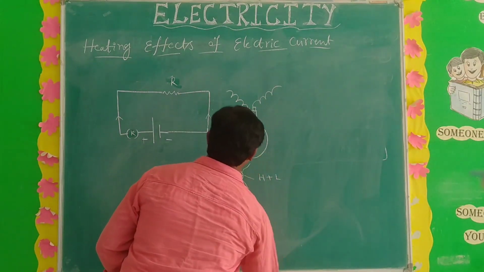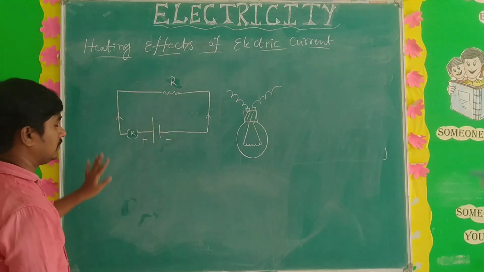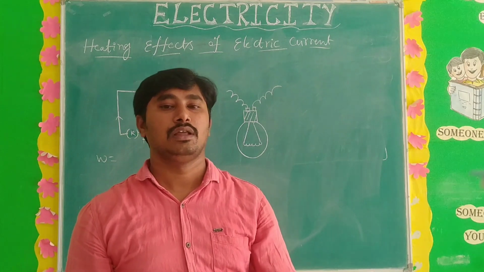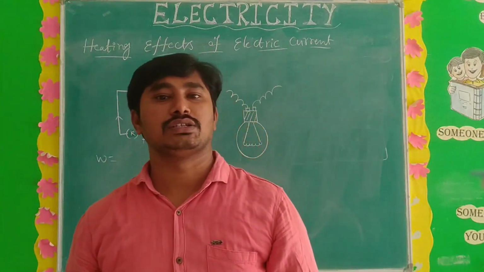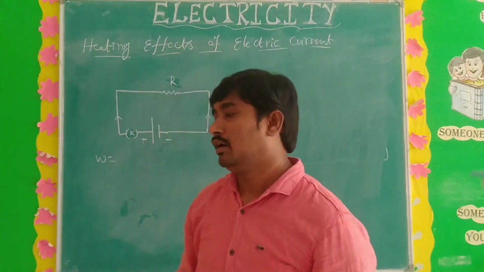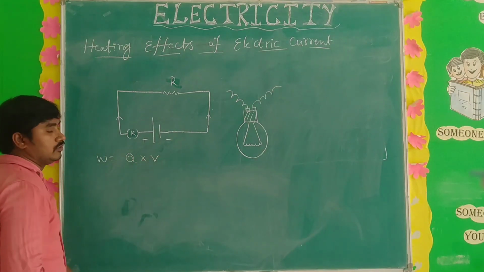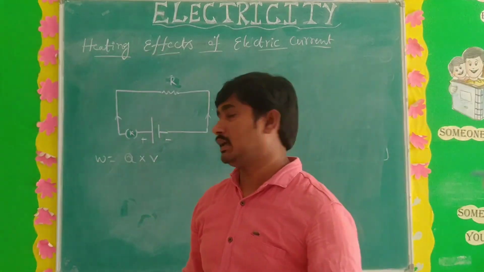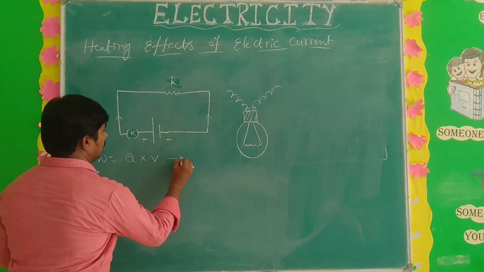And see here, how much work is done? By using electricity, the electrons did some work. The charge Q is moving against the voltage, so some work is done. How much work? W equals charge Q times voltage V. So W is equal to QV. This is equation 1.